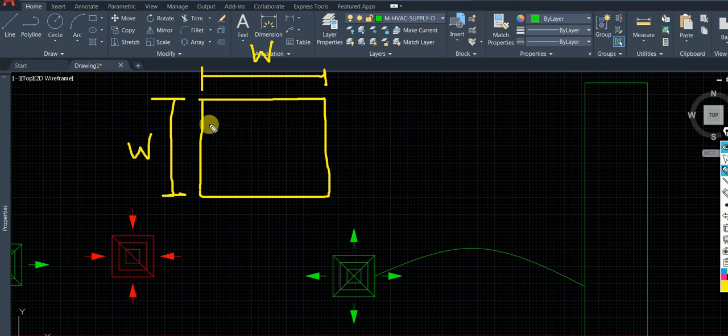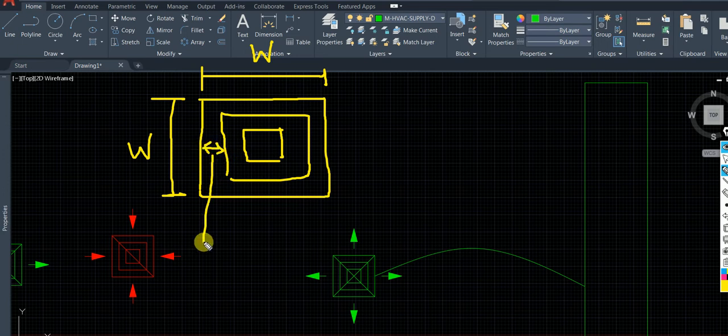The offset, in the sense, we'll have 3 lines, so 3 boxes in total. This is a fixed offset. The offset will be width divided by 6. Remember this. And if it is supply or return, you will draw the line. That is something else.